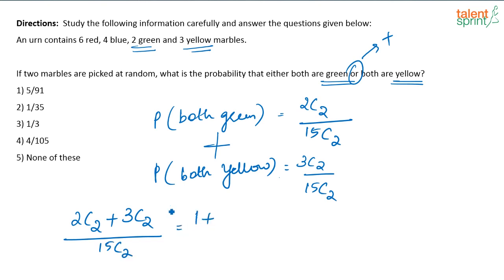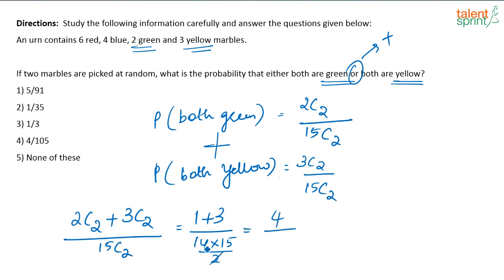2C2 is 1. What is 3C2? 3C2 is 3. Correct? 3 factorial by 2 factorial into 1 factorial, which is again 3. So, next you have 15C2. What is 15C2? 15C2 is nothing but 14 into 15 by 2. Correct?